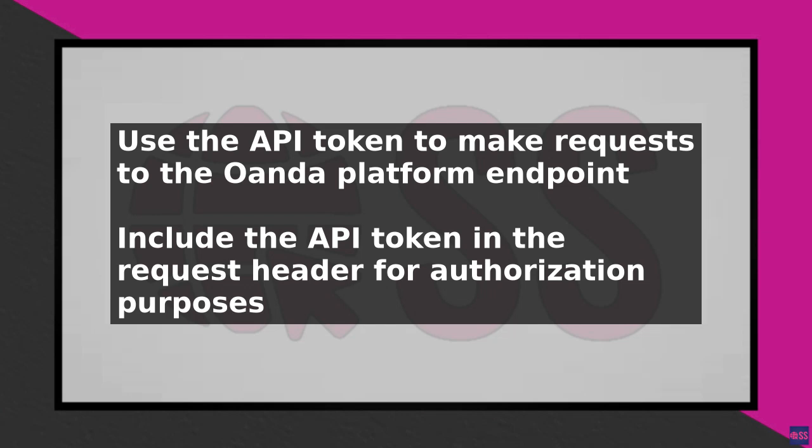Best practices for working with the Oanda API include using secure authentication methods, such as HTTPS, and handling errors and exceptions properly. You should also be aware of the API usage limits and ensure that your application complies with these limits to avoid having your API access revoked.